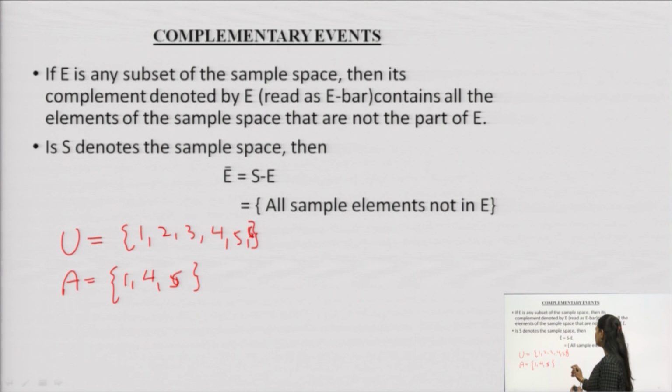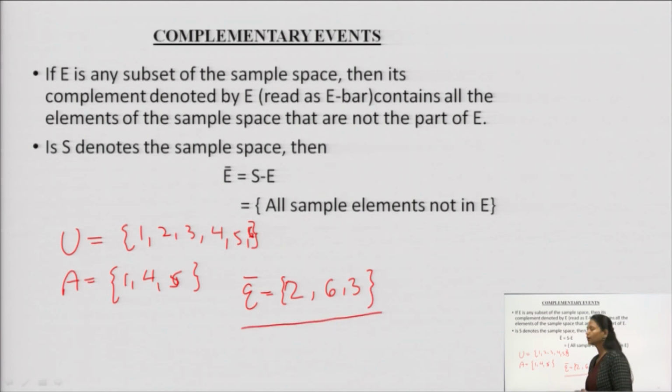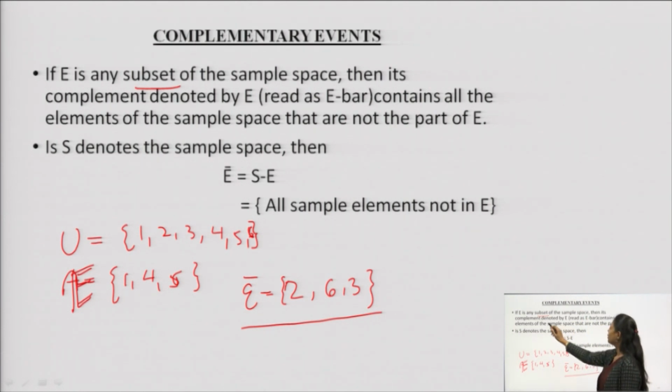That means my complement E bar is equal to, we do not have 2, we do not have 6, and we do not have 3 as well. So, this becomes my complement: all the sample elements not in E. I am repeating again. If E is a subset of the sample space U, for example, then the complement, denoted by E bar, contains all the elements of the sample space that are not part of E.